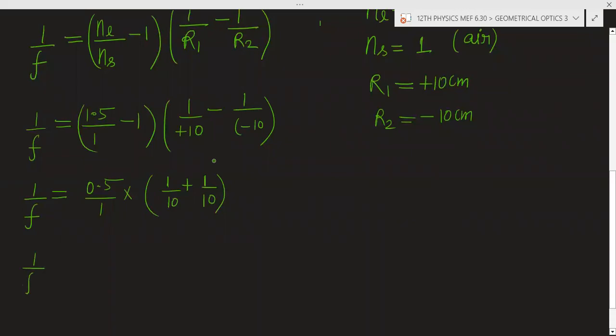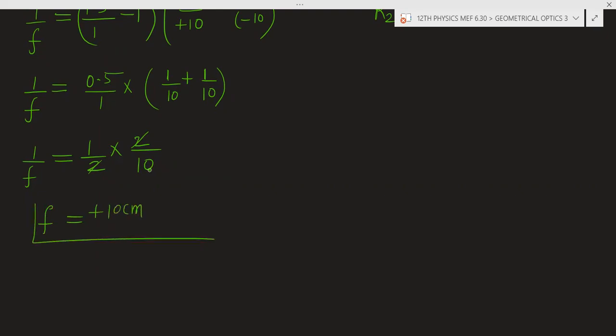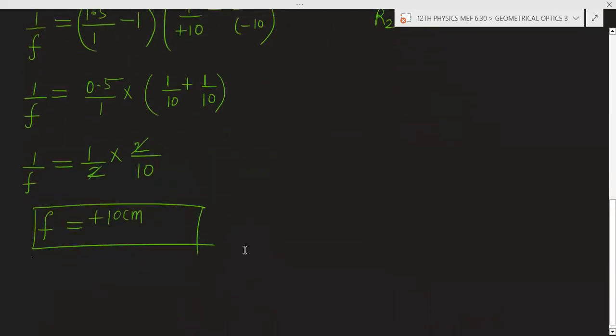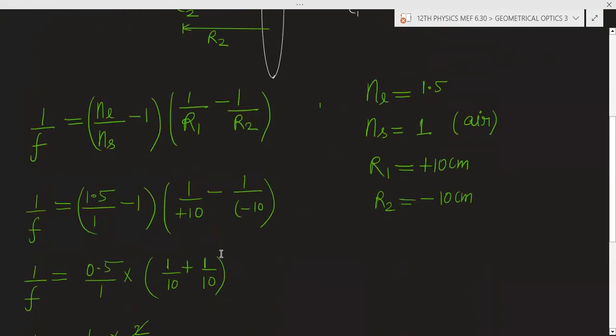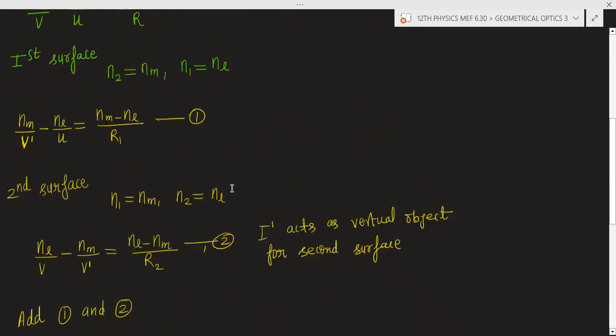So you will get 1 upon F is equal to 1.5 is 1 by 2, multiplied by 2 by 10. 2 and 2 will be cancelled out. So 1 upon F is equal to 1 upon 10. So F you will get plus 10 centimeter. So this is the focal length of this lens. So you have calculated the focal length of this lens with the help of the lens maker formula.